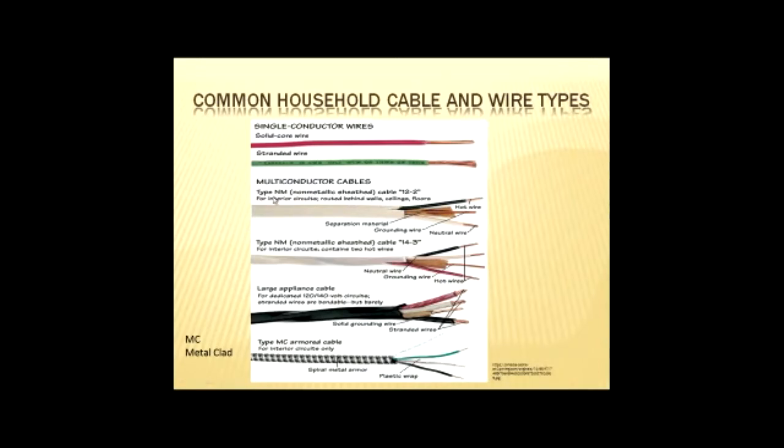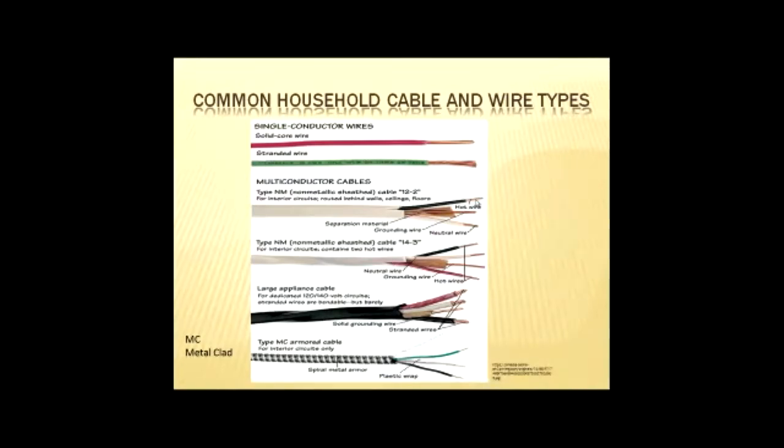So now, multi-conductor cables. Type NM. NM stands for non-metallic sheathed cable. Sheathed is basically jacketed. Cable 12-2. Now we have 12 gauge, which is the thickness of the gauge, that is 12. And then we have one that is not counted, which is the grounding or bonding wire.